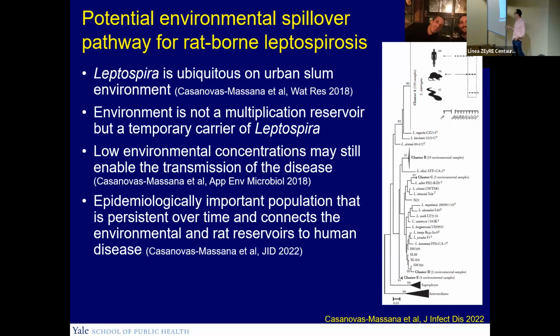And then the more recent study that we've done shows an immunologically important population that is persistent over time and connects the environment to the rat to the human. No matter the time point, we have isolates from the environment, the rats and the humans, and those strains are exactly the same. So the same strain that is in the rat is the strain that is in the environment and is causing disease in humans. It shows this epidemiological cycle. It was one of the first studies to show evidence of it; everybody knew about that, but there was no evidence of the cycle itself.